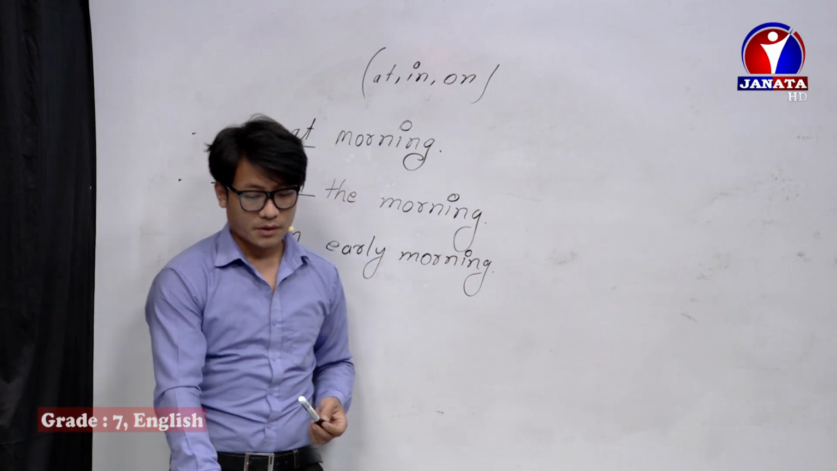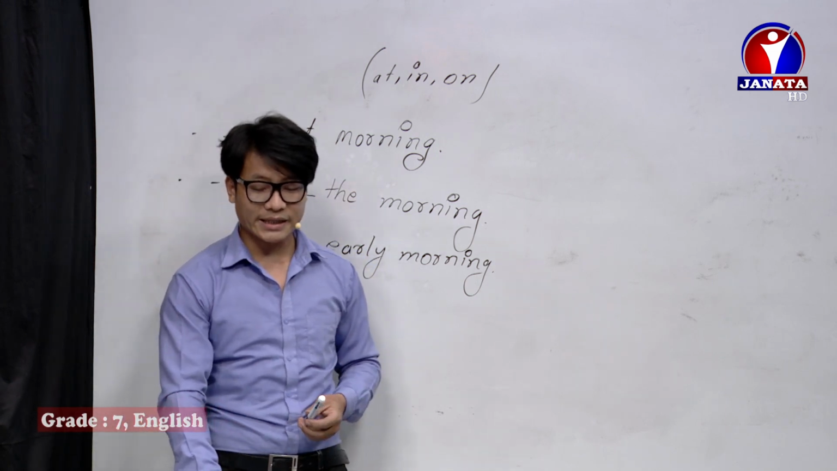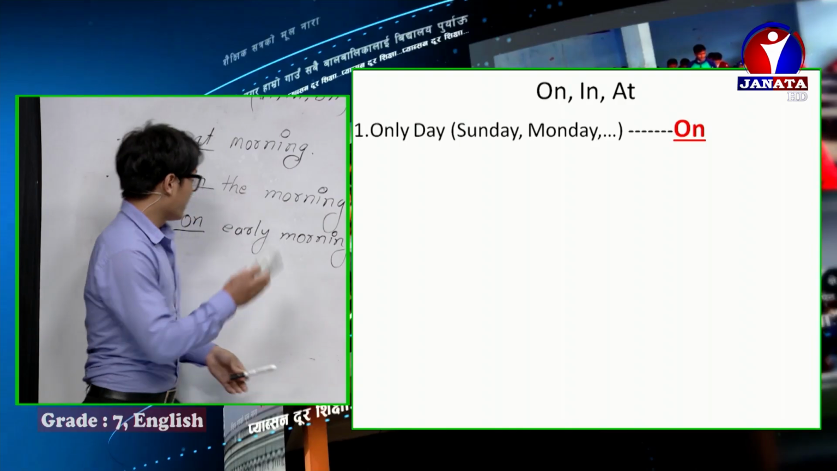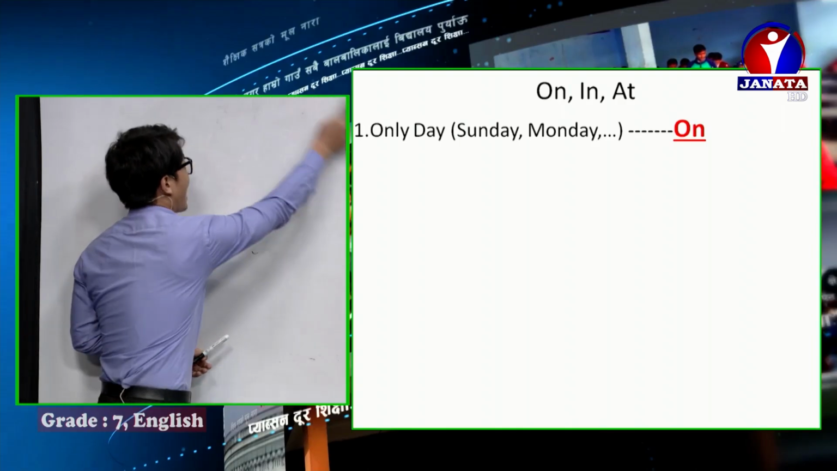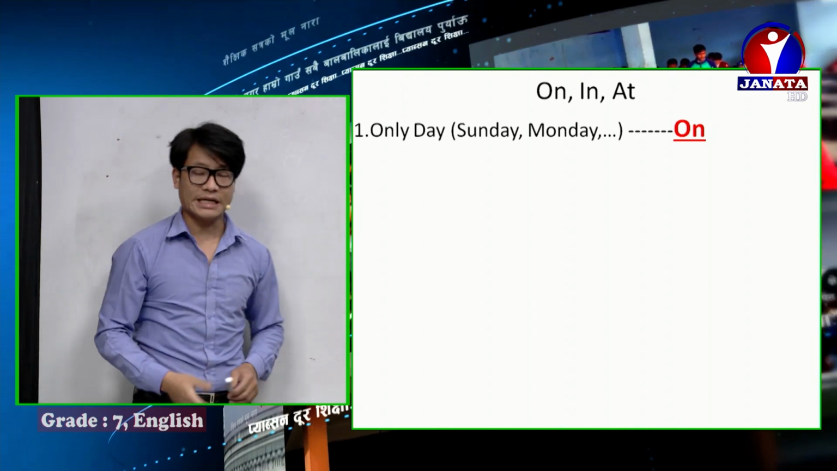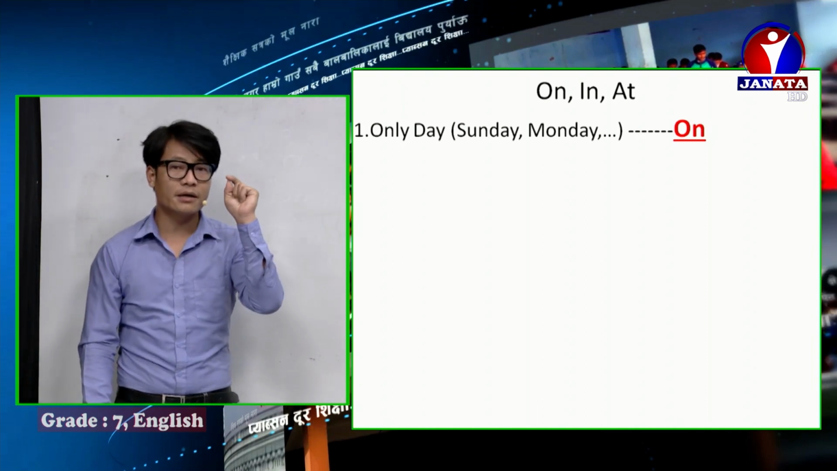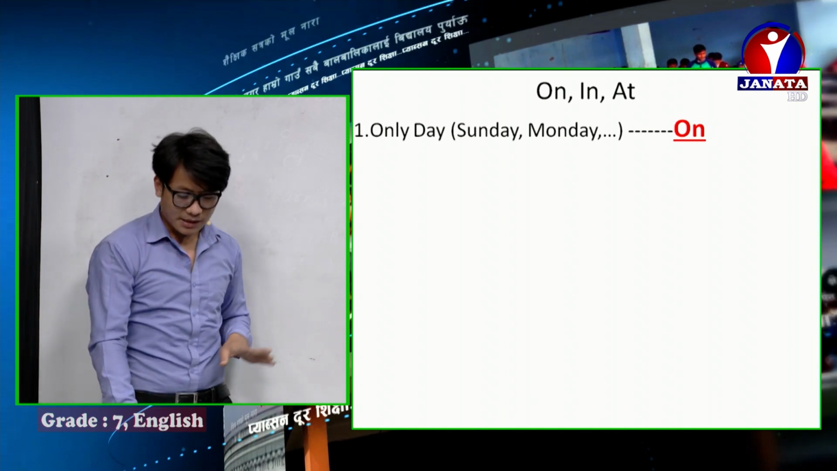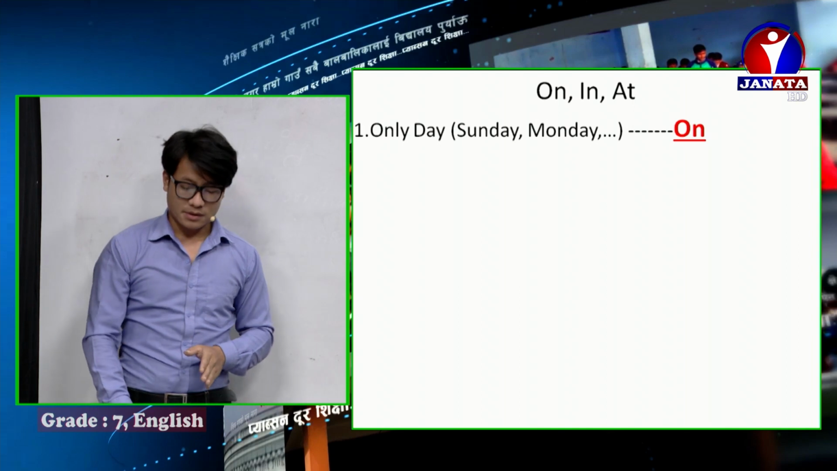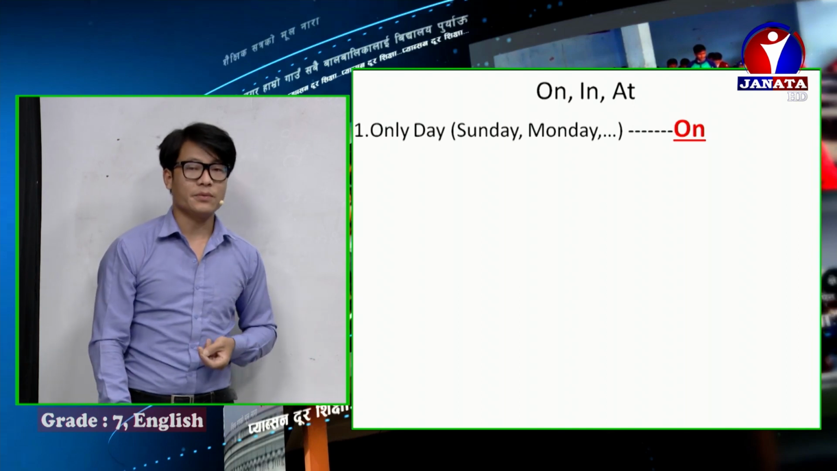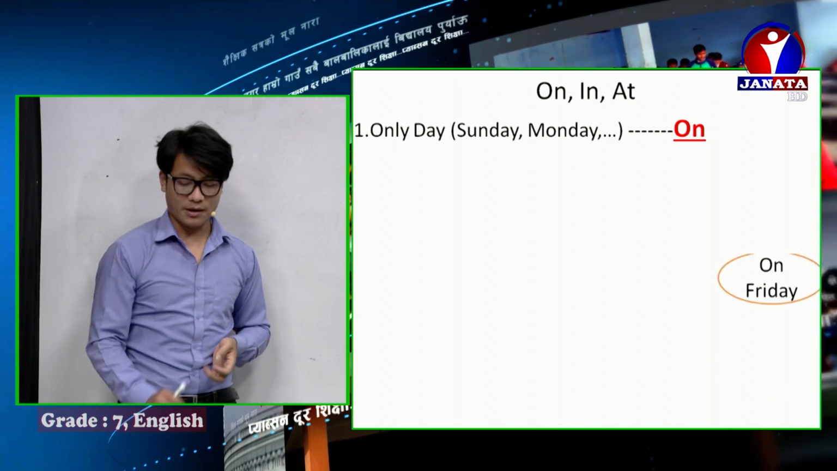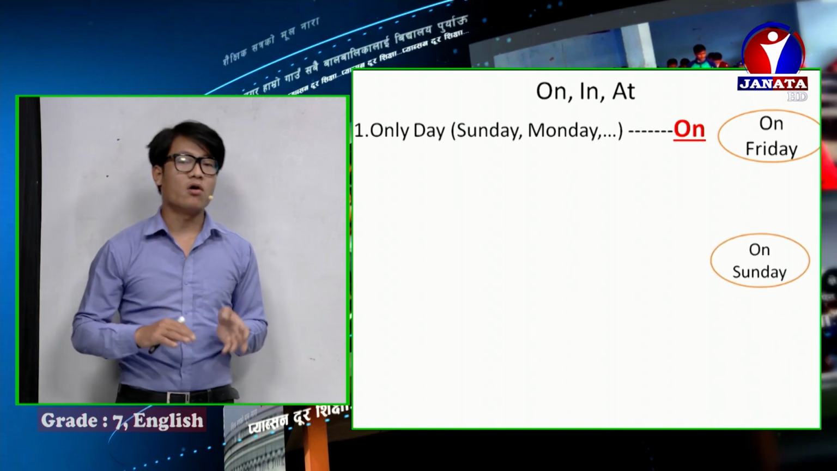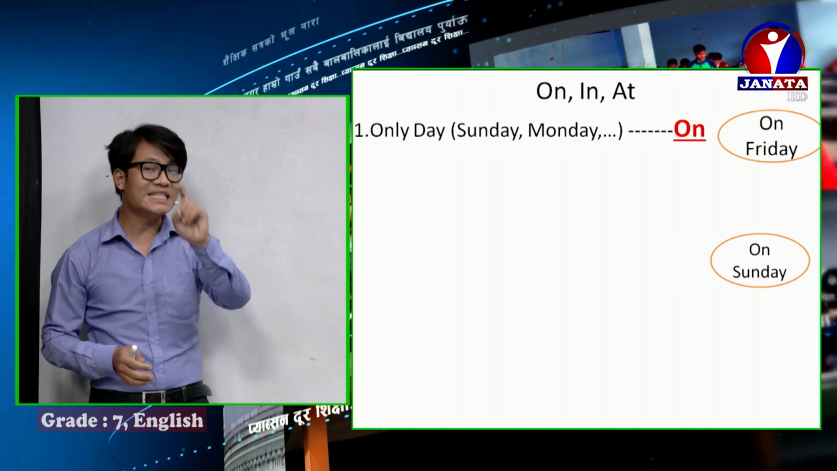Once again, on, in, at. Only day. Let me show you. We have 7 days in a week. If there is only a day, like Sunday, Monday, Tuesday, Wednesday, like this, 7 days, then we should use the preposition on. Example: on Friday, on Sunday, on Saturday, if there's a day.